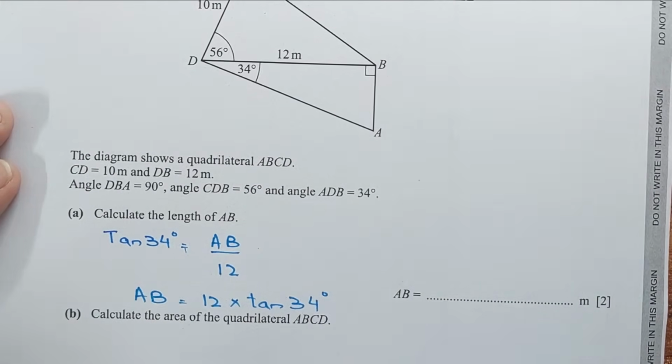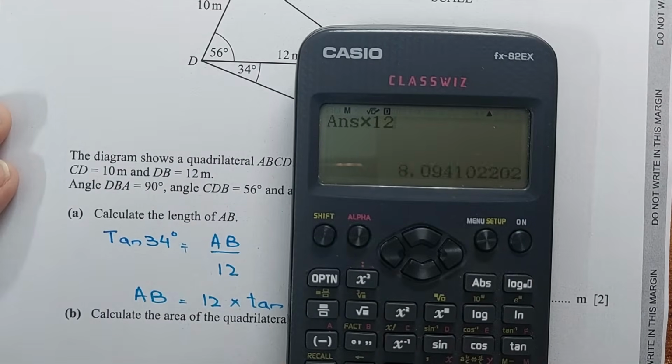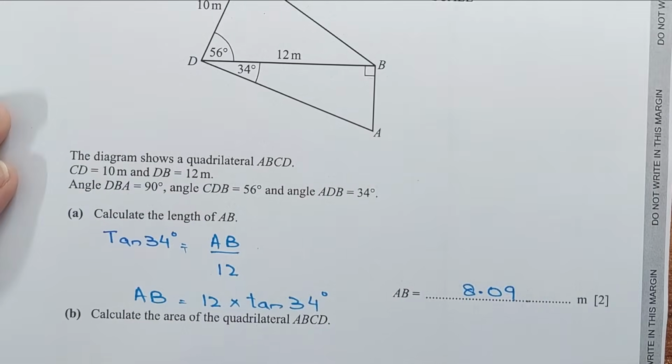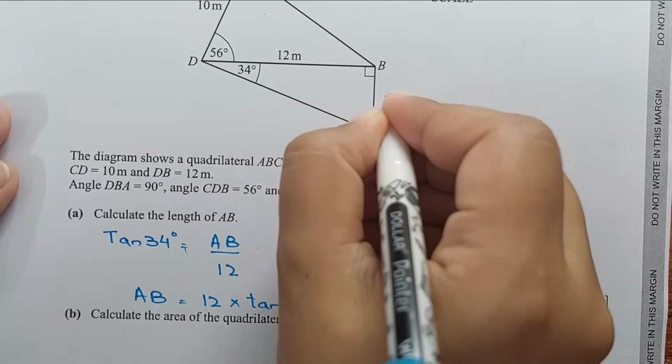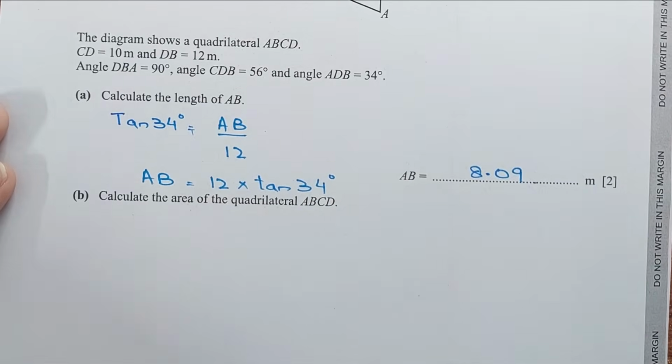Let me simplify this. Tangent of 34 degrees, my calculator is already in degrees, times 12, so 8.09 centimeters is the length for AB. This is 8.09.